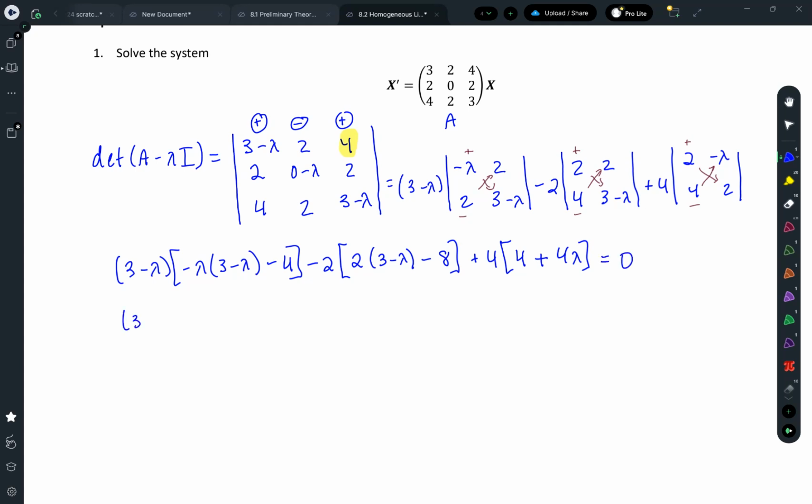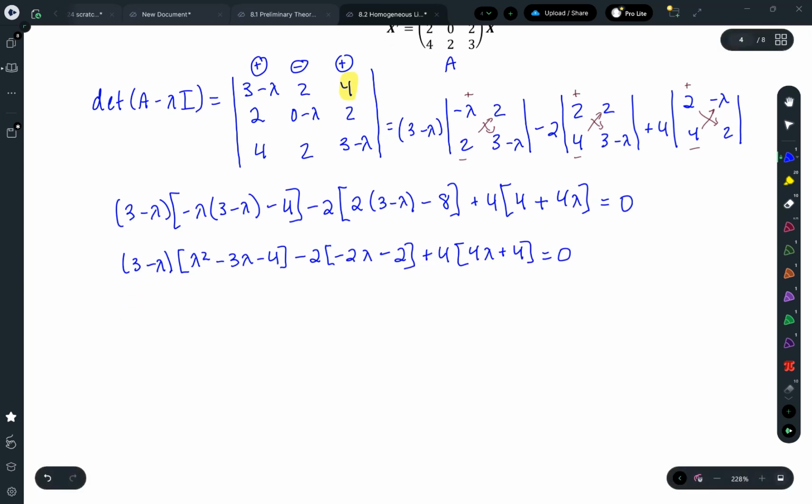So I keep my 3 minus lambda factored out. Inside my brackets, I get a lambda squared minus 3 lambda minus 4. Then I have my minus 2. Inside the brackets, I have a minus 2 lambda plus 6 minus 8 gives me a minus 2. Okay. Then I have a plus 4 times, I'm going to rewrite that as 4 lambda plus 4. All of this is equal to 0.